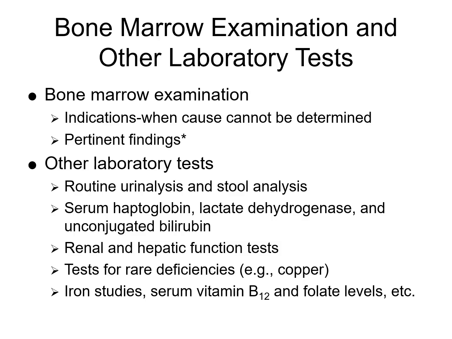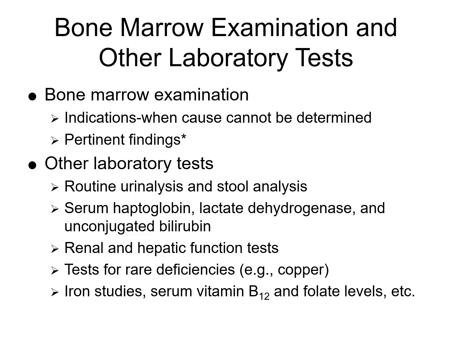These are markers of hemolysis. So if we have a decreased haptoglobin, an elevated LDH, and an increased unconjugated bilirubin, it could suggest that there is increased red blood cell destruction happening. We could also do renal and hepatic function tests, and this can assess the organ function that can contribute to anemia or affect its management.